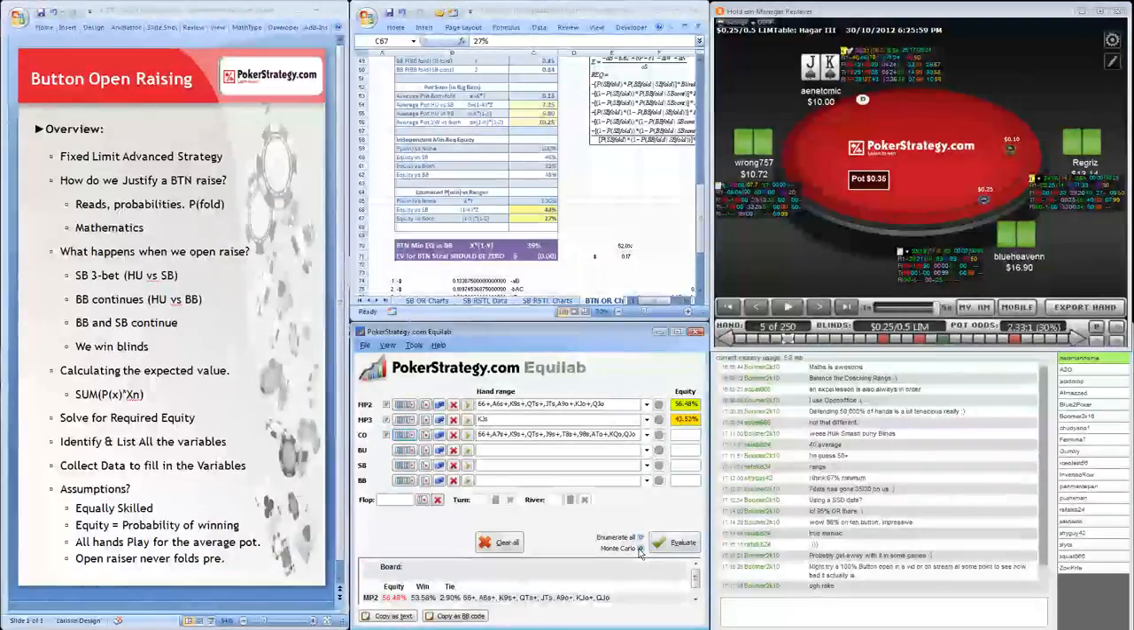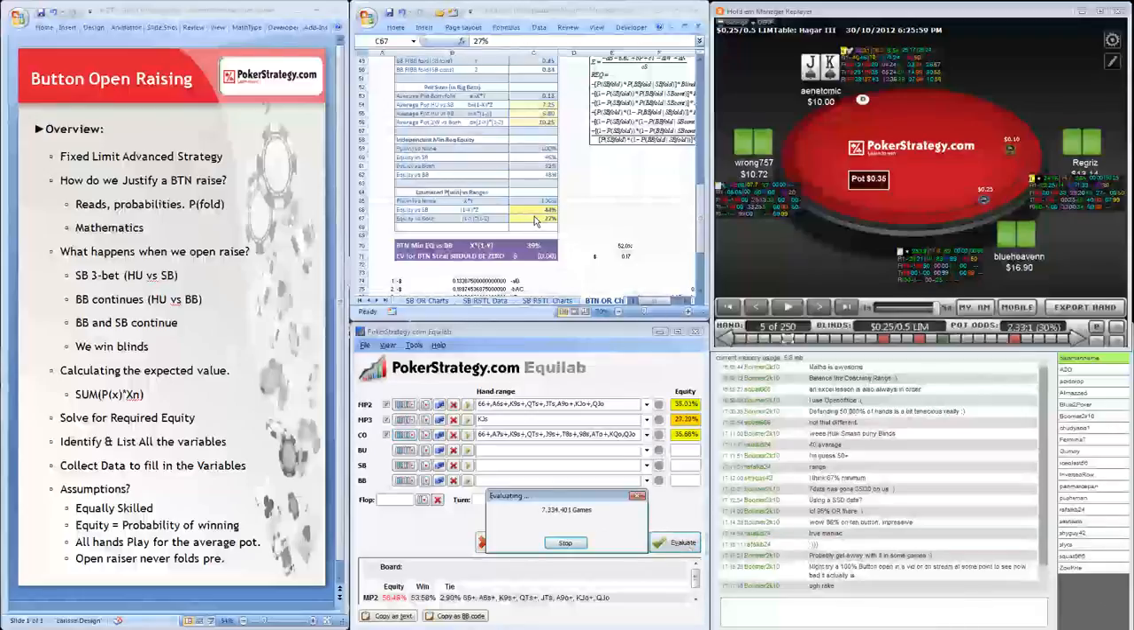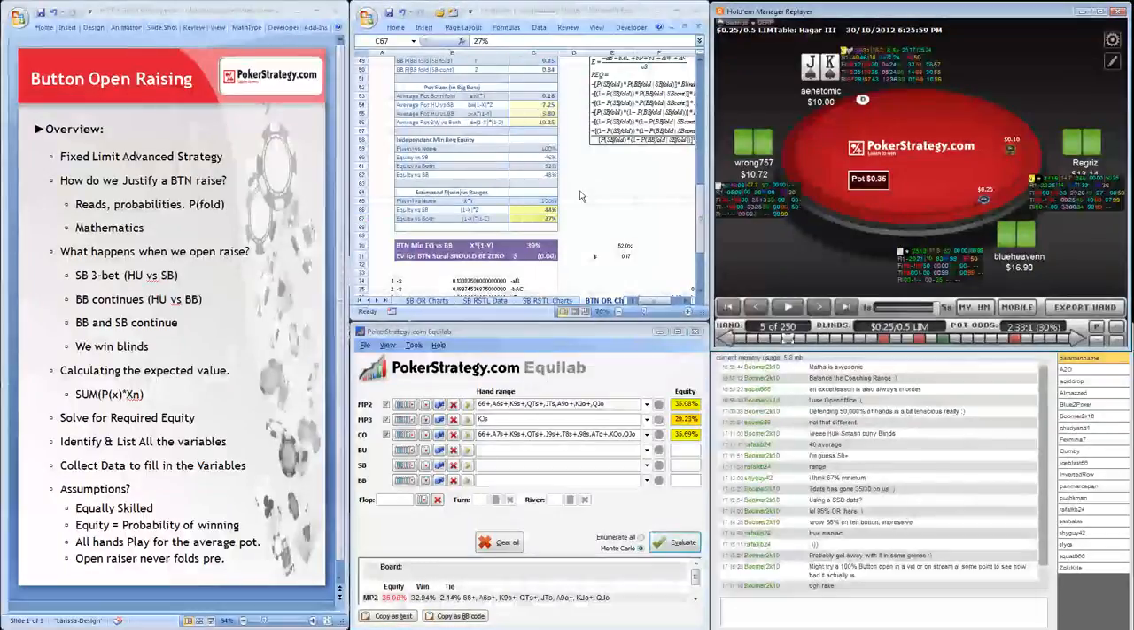Now what we want to do is change this to Monte Carlo, otherwise it'll take forever. And we can calculate our 3-way equity, right? Equity versus both. We can see we have 29%. Oh, where did that go? Okay, 29.2.